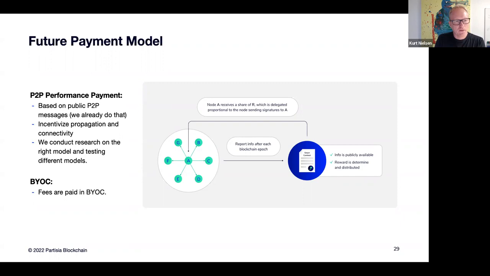Right now, we have a very simple model and we are testing it. We think it's fair to do that because we are at an early stage, so there's not a lot of fees coming in. We can play around with this model and get it right from the beginning to get the best incentives. But when we have more money flowing through the network, we will have a stronger and stronger incentive to improve the network and make it more and more efficient, which is good for everyone.